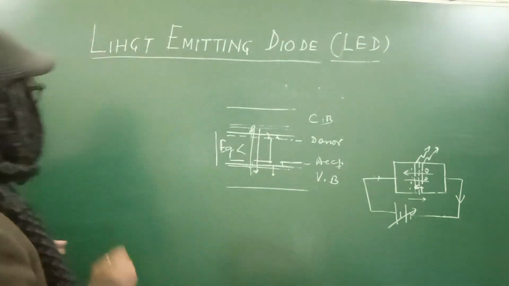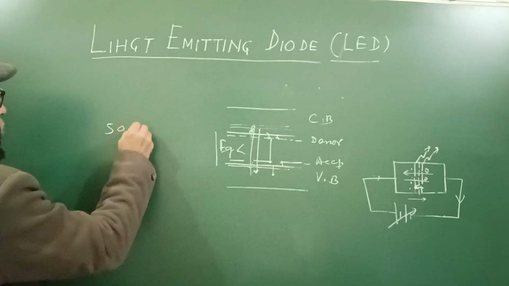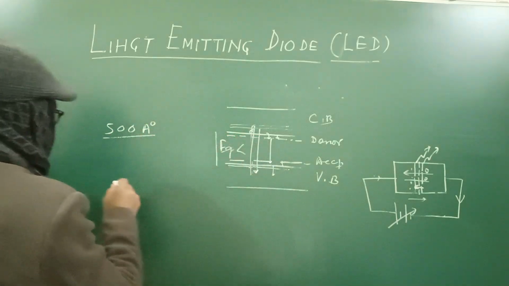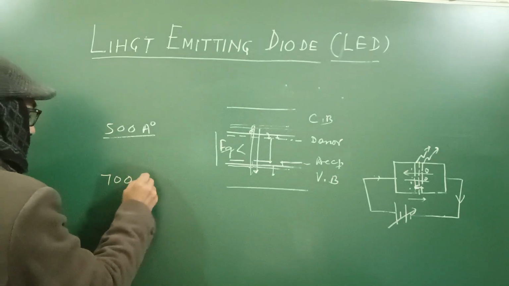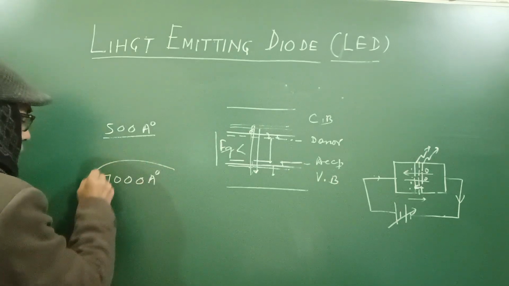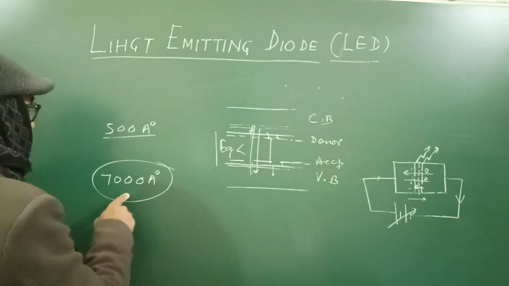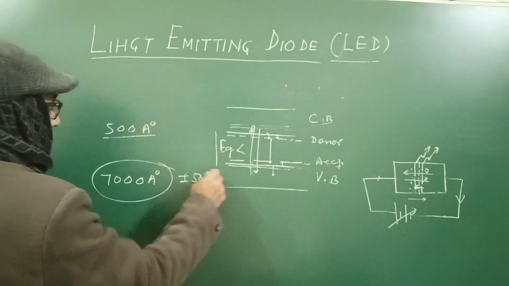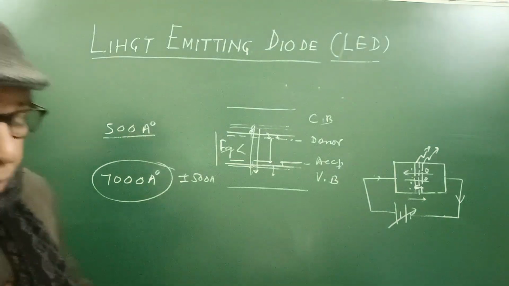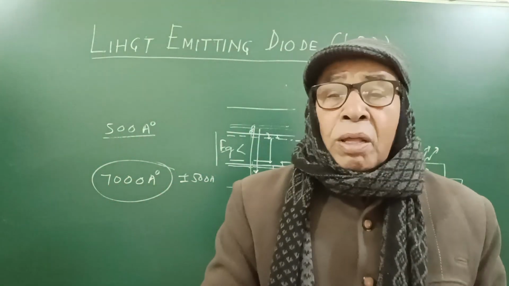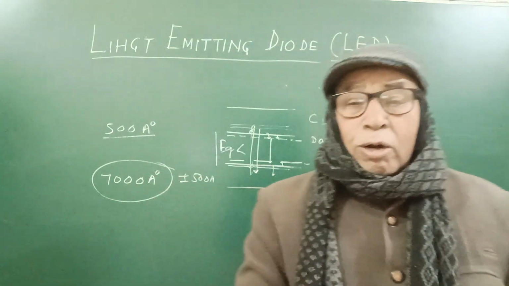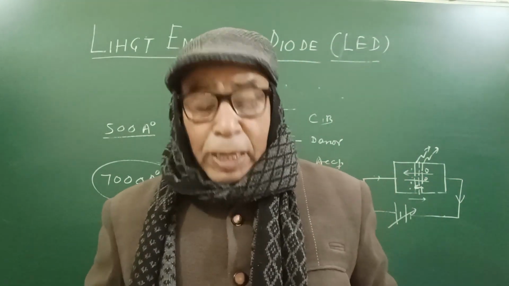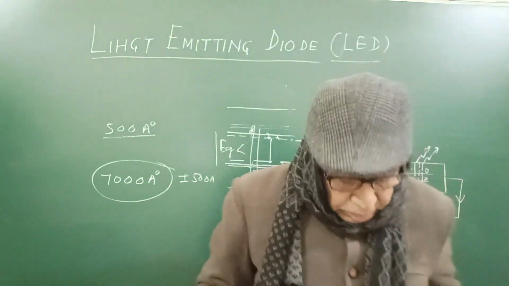But there is nearly 500 angstrom variation. If this is emitting light of 7000 angstrom, the majority of photons are emitted this way, so plus minus 500 angstrom variation. So a diode emits light of a particular color. Diodes emitting light of red color, yellow color, green color are manufactured and present in the market.